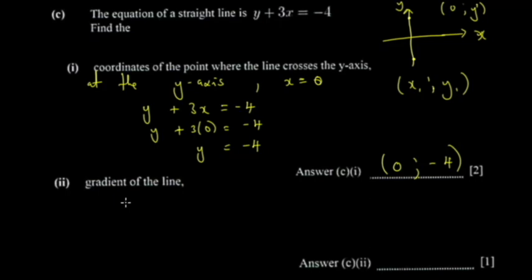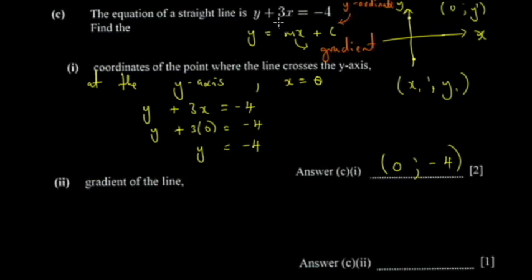Okay, so the gradient of the line, now you want the gradient of the line. There are two ways to go about it, but I'll advise you to use this way. You should express this in the form y is equal to mx plus c. This m must be the gradient, and this one here would be the y-ordinate of the y-intercept.